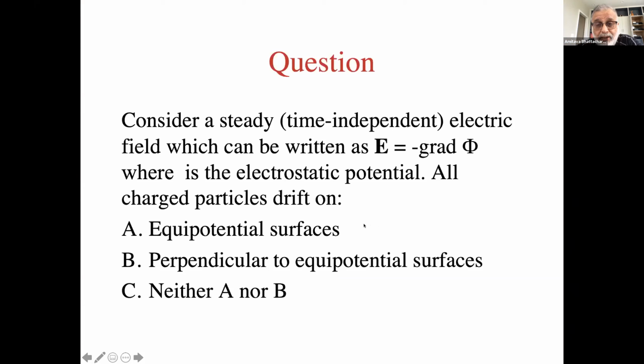Consider a steady time independent electric field. So curl E is 0. So you can write E as the gradient of a phi, where phi is the electrostatic potential. All charged particles drift on, and you have a choice of three answers. A: equipotential surfaces, B: perpendicular to equipotential surfaces, C: neither A nor B. So I'll give you 30 seconds to answer back, and then we'll do this in the way in which we have done it before.